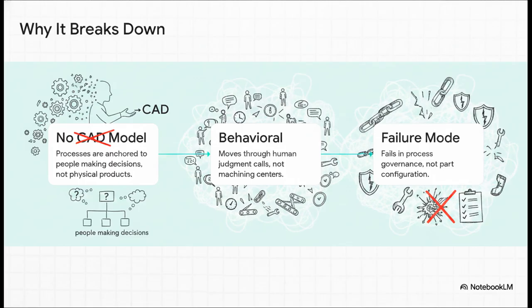Non-manufacturing processes are anchored to people making decisions, not an engineering definition. Second, the life cycle is behavioral. A client engagement moves through human judgment calls, not machining centers and assembly stations. And third, the failure mode is entirely different. You aren't dealing with a badly configured physical part, you're dealing with failures in process governance. Tangible machining centers versus intangible human decisions. It is a completely different ballgame.